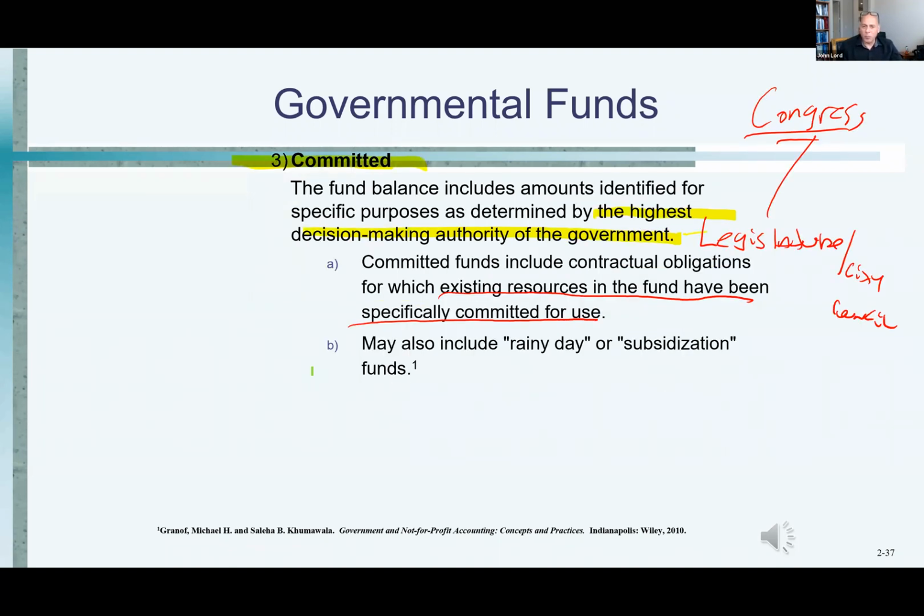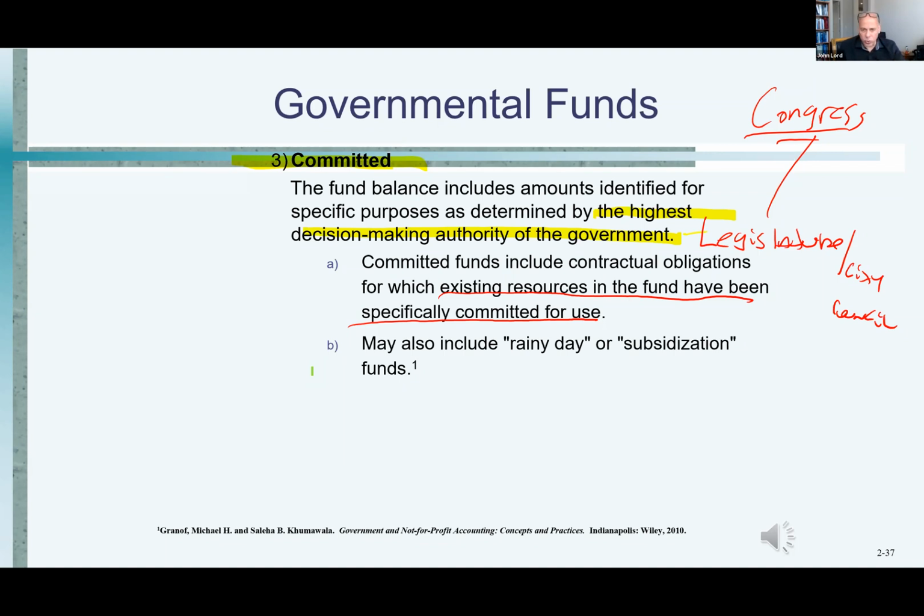over here with committed. With committed, now you still have the legislature. And when they say the highest decision-making authority in the government, when it comes to spending, legislatures are seen as the highest decision-making authority. Most people say, no, it's the governor, it's the president. No, when it comes to spending money, the power of the purse goes with the legislature. So when they say the highest decision-making authority in the government, they mean the legislature has voted as to the use of money that was already available to that government.